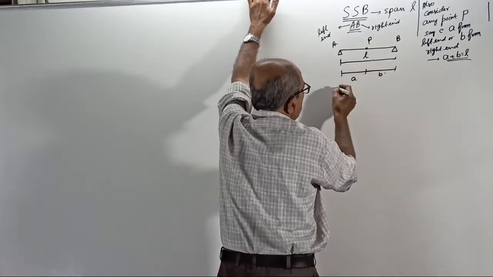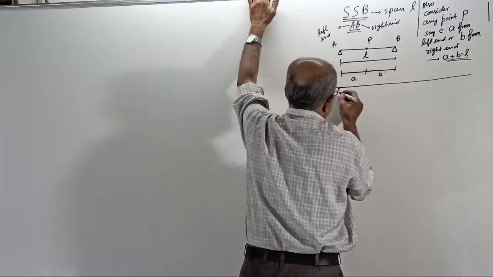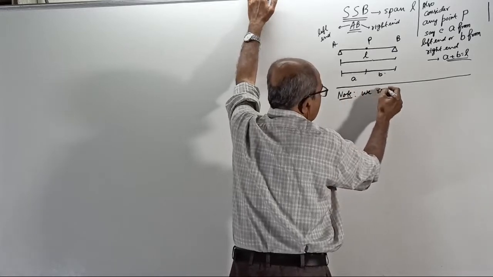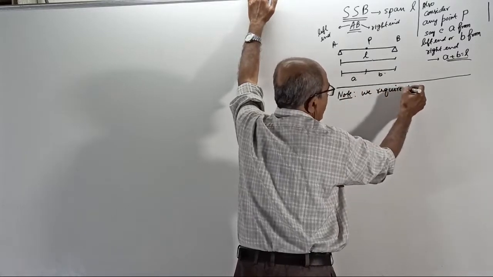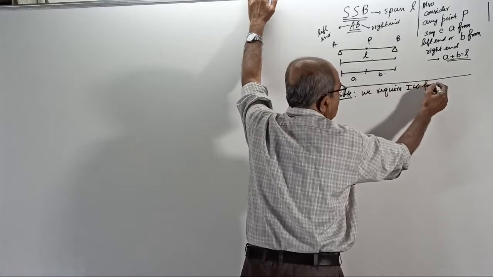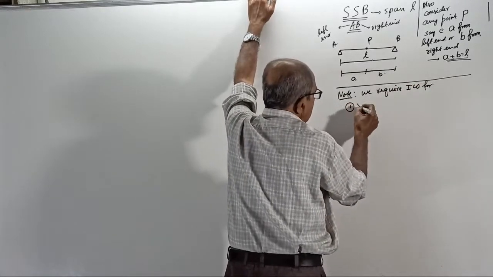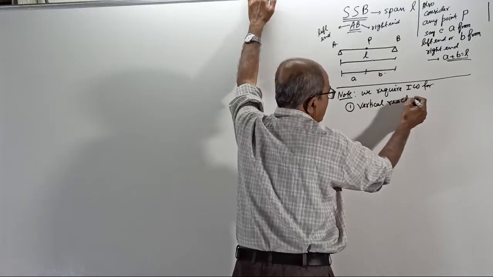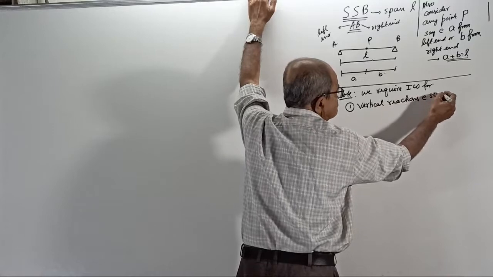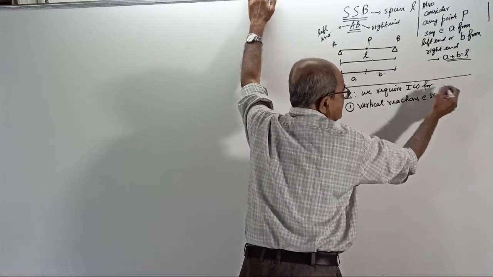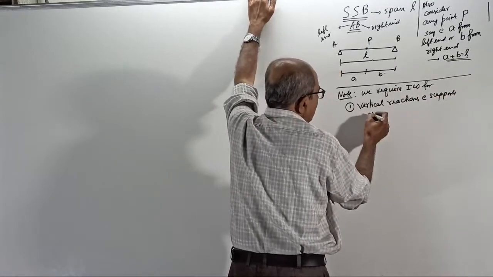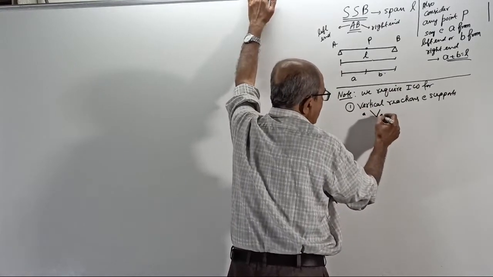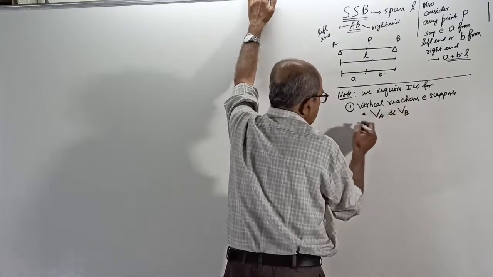Okay. Now, make a note here. We require ILD for vertical reactions at supports. There, two reactions are there, that is VA and VB. Make a note here.